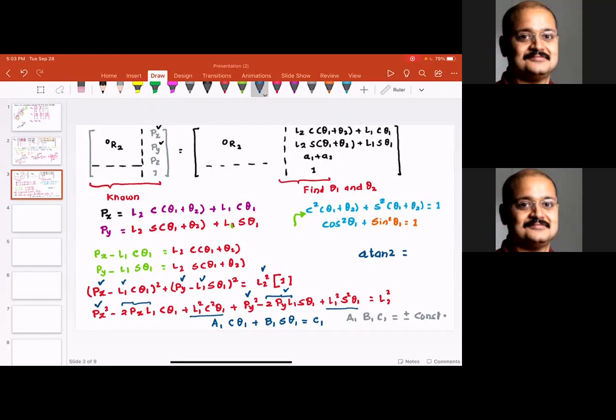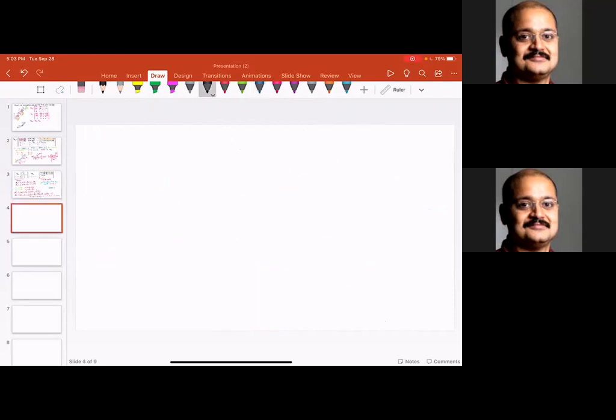But most likely you will not have c1 equal to 0. So what we do is we use the half angle formula. Sine theta 1 is equal to 2 tan (theta 1 by 2) divided by 1 plus tan square (theta 1 by 2). Cosine theta 1 is equal to 1 minus tan square (theta 1 by 2) divided by 1 plus tan square (theta 1 by 2).